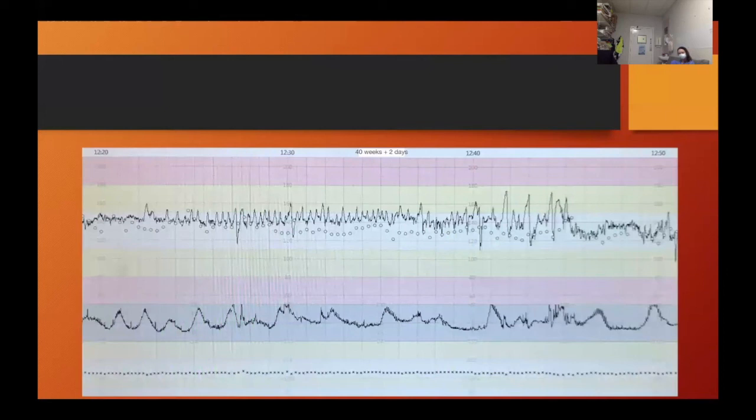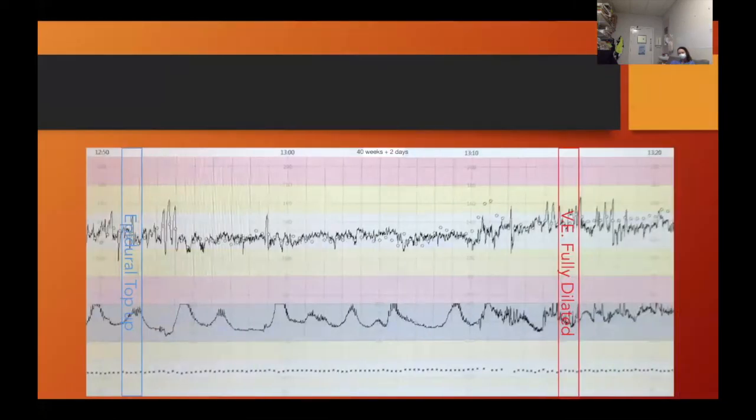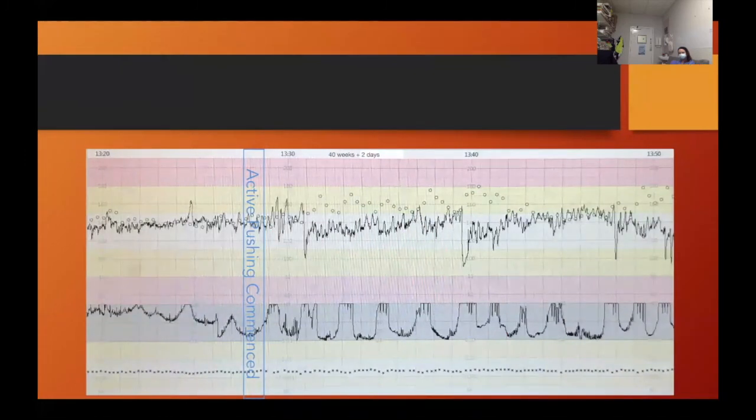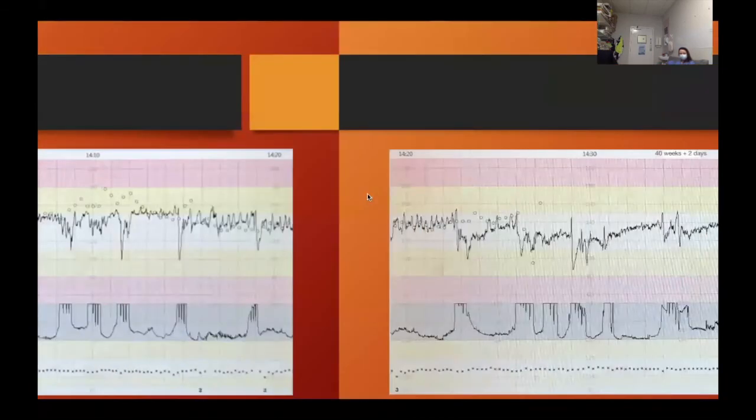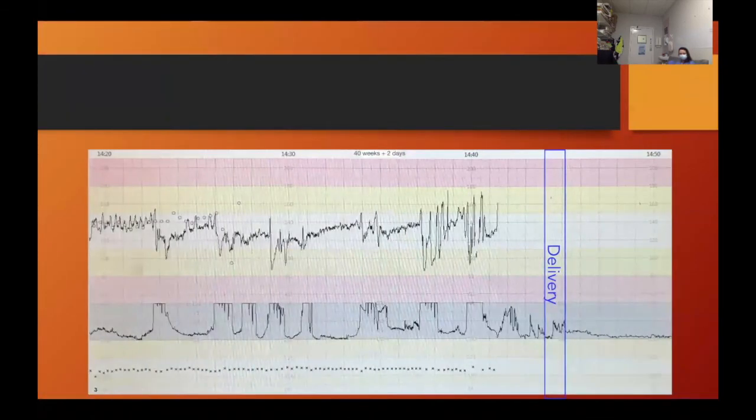She's carrying on. She's now being assessed an hour later, and she's fully dilated at 120. Okay, she starts active pushing. You can see that the baby's coming back slightly to that zigzag pattern again. Although in general, baseline seems to be stable. And she achieves a vaginal delivery an hour later.